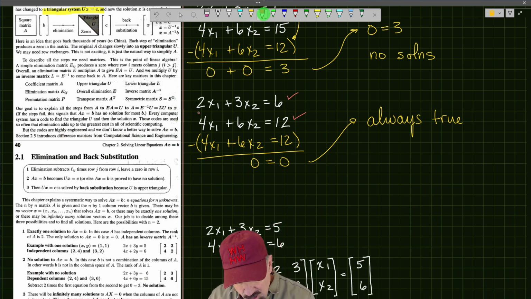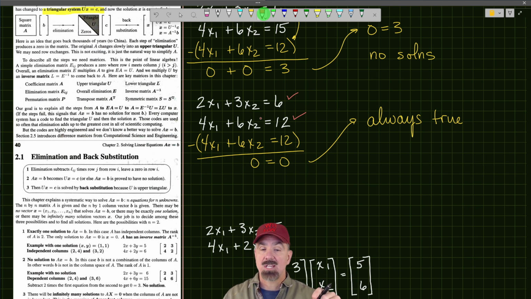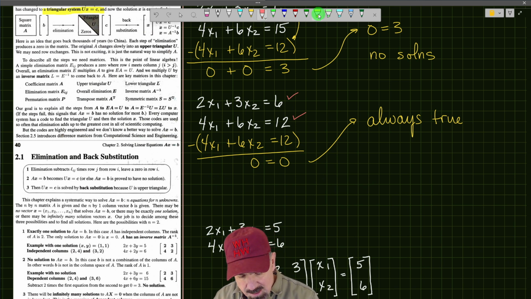So any value of x1 and x2 that satisfies the first equation also satisfies the second equation, and those values fall along the line, and there's an infinite number of them. So we have infinitely many solutions in this case.